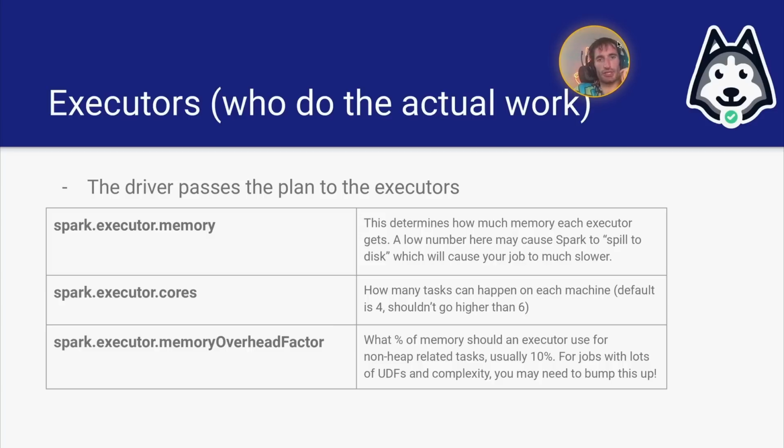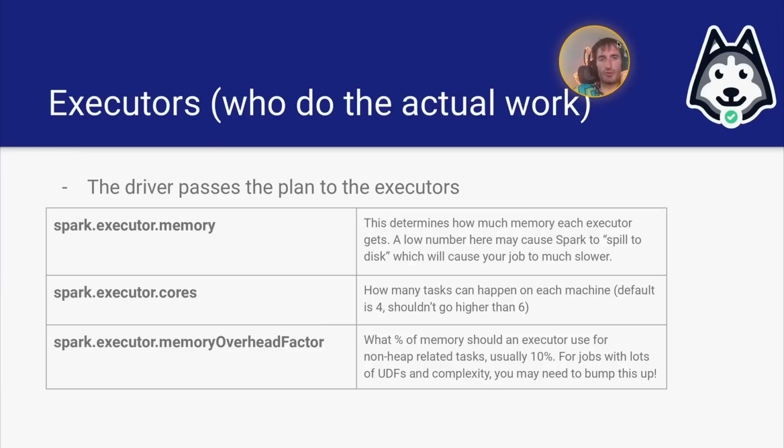You want to be careful there too, because if you crank it up to 6, then you have 6 tasks on one executor, and that makes it more likely to OOM. Depending on the memory footprint of each task, if they're all running at the same time, the probability that you have 6 tasks that are skewed is higher than if you have 4 tasks that are skewed. So that's just another thing to think about.